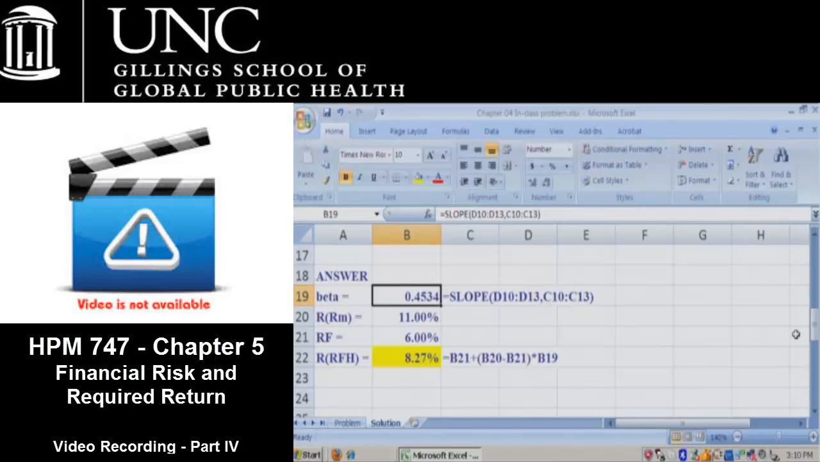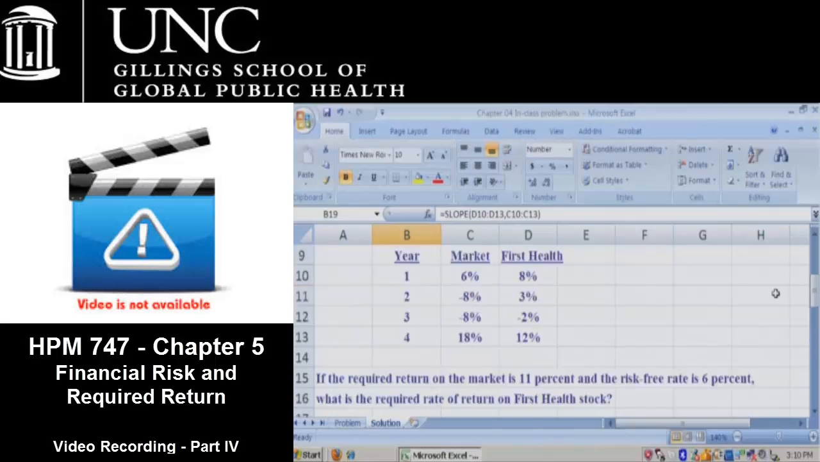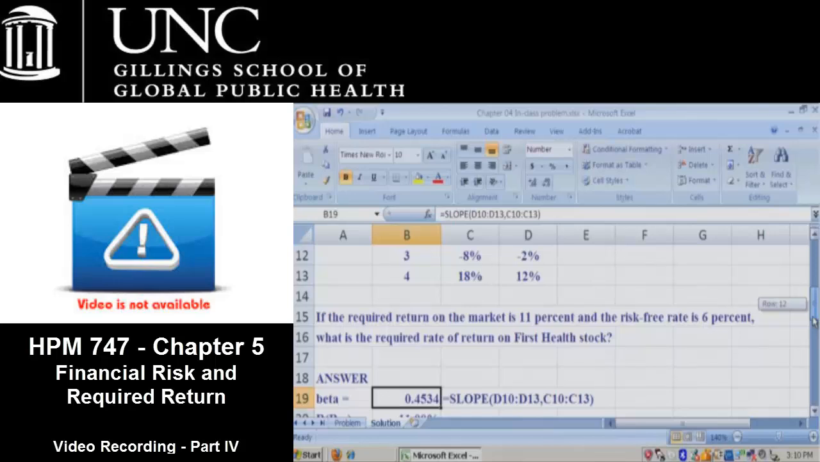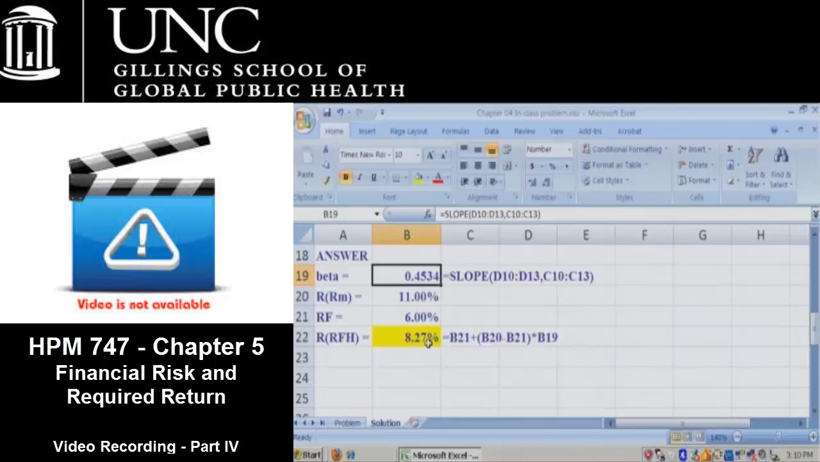In fact, you can see that just by eyeballing it. The range of the stock from the highest to the lowest isn't as great as the market's. So once we calculate the slope, which is the point of beta, we then do this calculation here, which is the risk-free rate at 6%, plus the difference between the 11 and 6%, times the beta, and that gives us 8.27%. So the required rate of return, the rate of return that investors would demand on this stock, would be 8.27%.